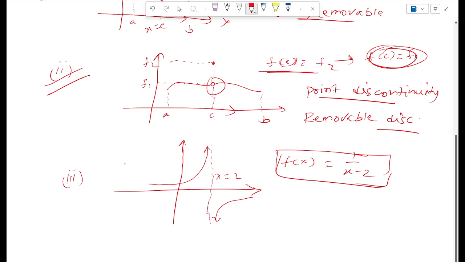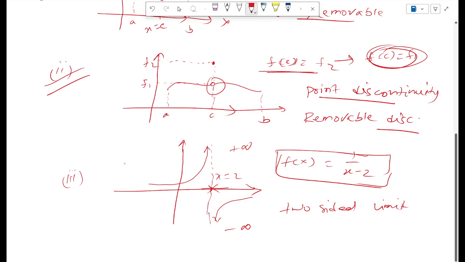So in this function, you can see at x equal to 2, if we approach x equal to 2 from the left side, it is going to positive infinity. If we approach x equal to 2 from the right side, it is going to negative infinity. So here the two-sided limit does not exist.